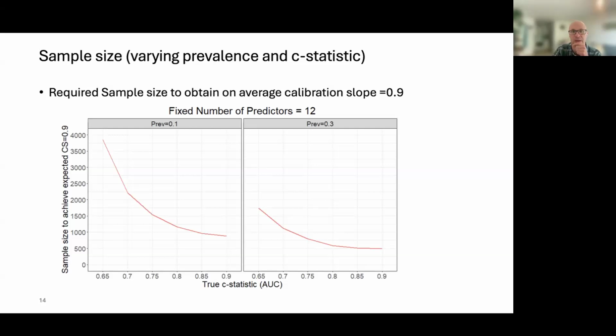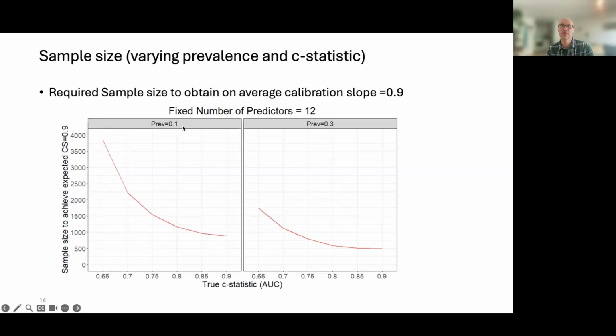That's based on 12 predictors. On the left-hand side, we have prevalence 0.1, and then different assumptions about the C index or C statistic. That's for a binary outcome. You can see that for a weak model, with an AUC around 0.65, you need around 4,000 patients, but you would only need 1,000 patients if you had stronger predictors that would correspond to a C of 0.8 or higher.